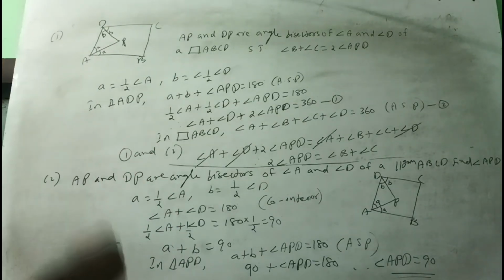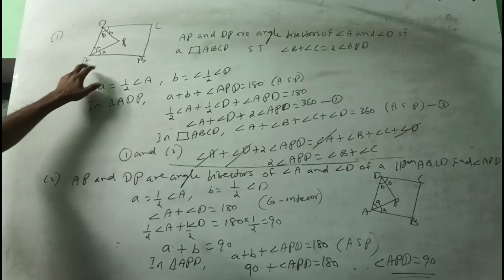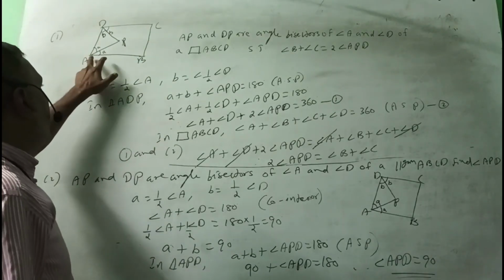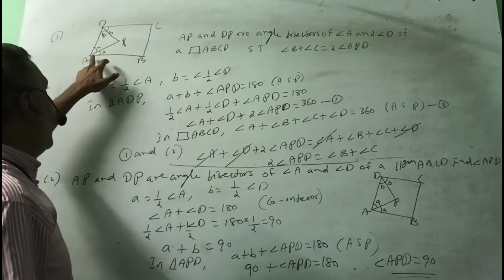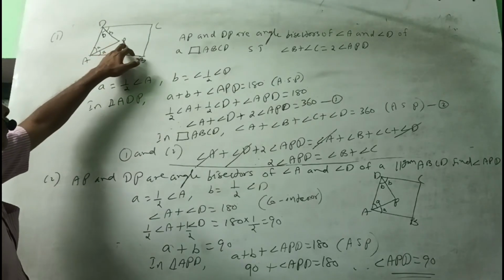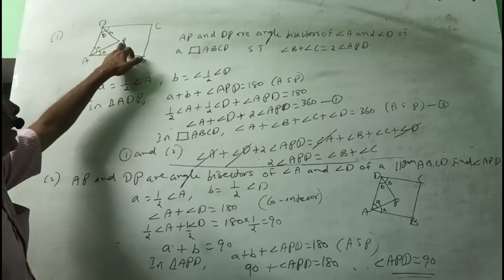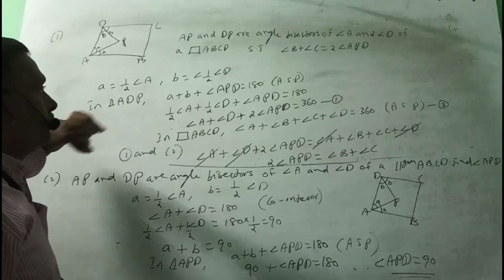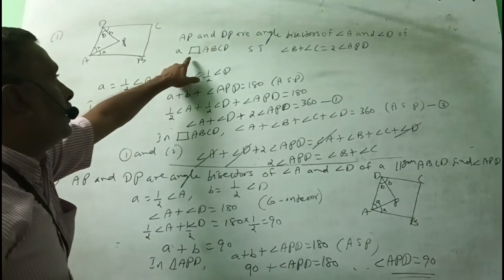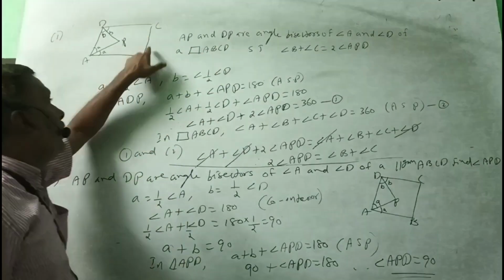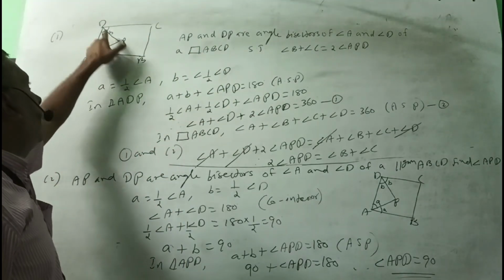There are two questions given here. One is in this quadrilateral ABCD, it is not a parallelogram, it is quadrilateral ABCD. AP and DP are angle bisectors of angle A and angle D. Means angle A is bisected by AP and angle D is bisected by DP. Of a quadrilateral, this is a symbol for quadrilateral ABCD. Show that angle B plus angle C is equal to 2 times angle APD.